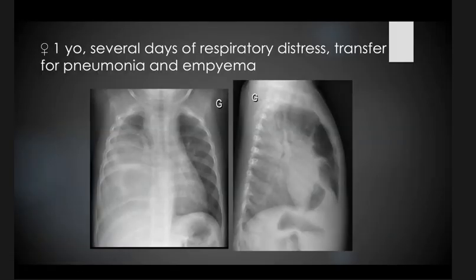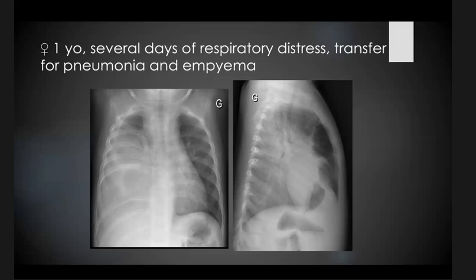Okay, so not every pneumonia is a pneumonia. You have a 1-year-old kid with several days of respiratory distress, no fever, but transferred to our center for pneumonia and empyema. So I draw your attention to the right part of the lung. You see that pleural effusion, but you see here that you have a rib that is missing, okay? You have destruction of a rib, and you have the mediastinum that is shifted to the left. So it's not normal to have something that affects your ribs just from pneumonia.